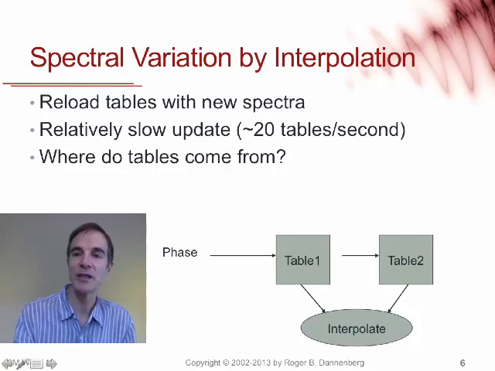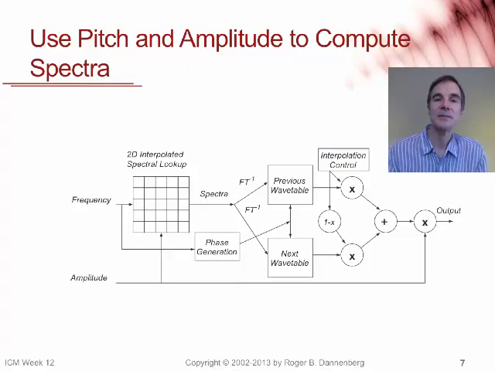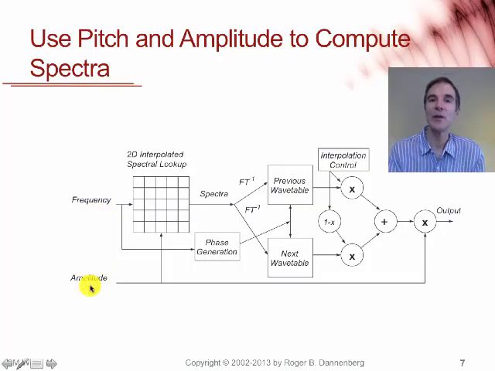So where do these tables come from? Well, here's the more complete picture of spectral interpolation synthesis. We pull the wave tables from a two-dimensional grid of wave tables, and this grid is indexed by the current frequency and the current amplitude, so that as an instrument gets louder, the spectrum changes.